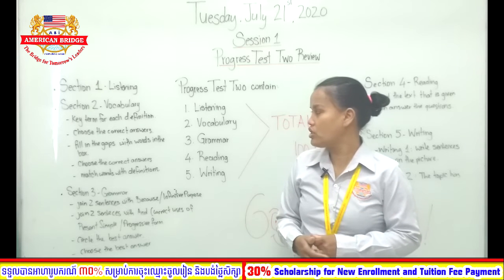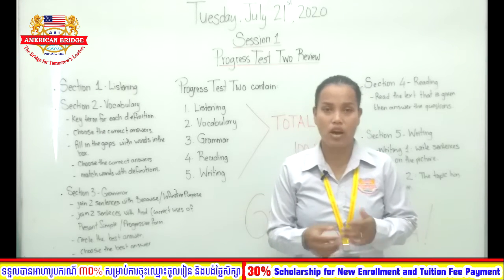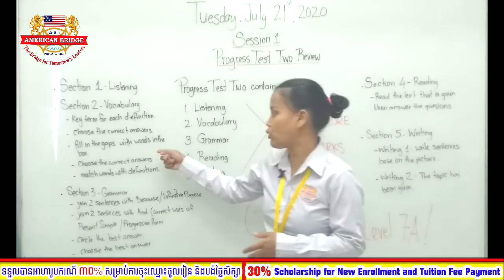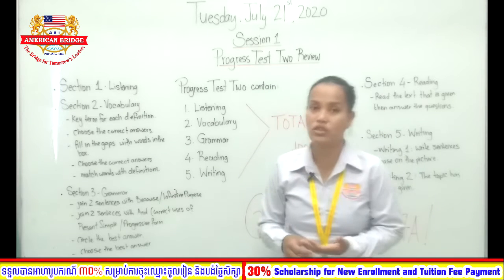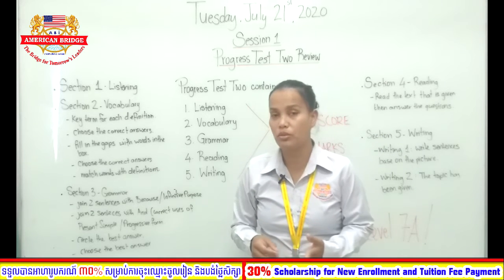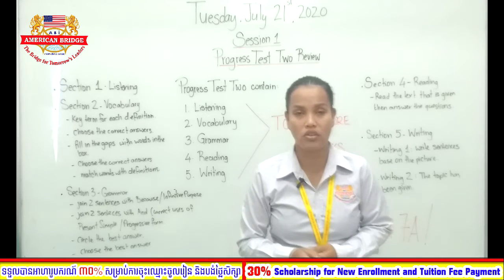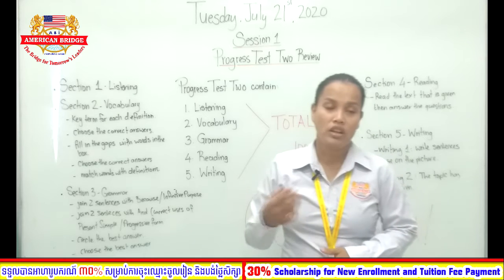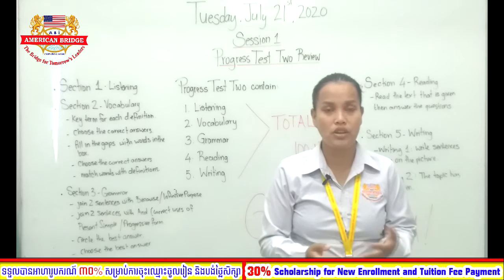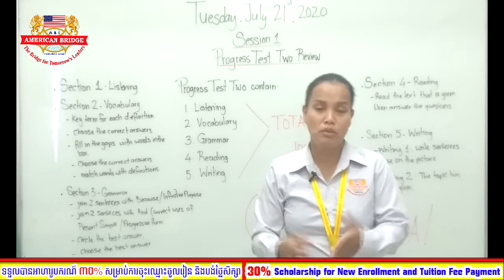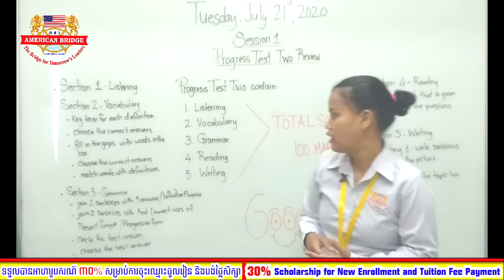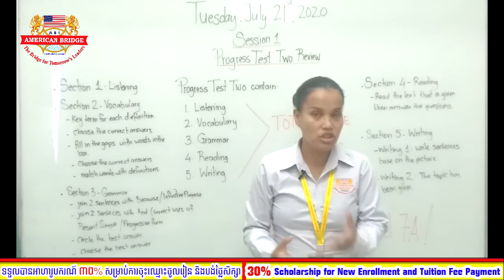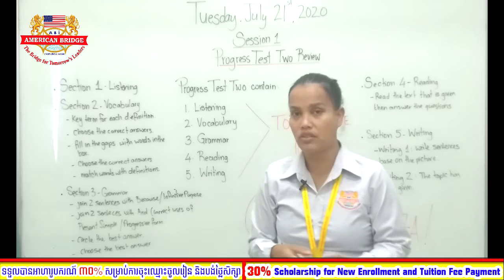Then you need to choose the correct answers, okay? There are a lot of options and you have to choose the correct answers. Fill in the gaps with words in the box. The words are already given to you in the box. You need to choose the best word that fits the sentences from the box. Then you need to choose the correct answers again. Look at the options A, B, C. Sometimes there are 3 options, sometimes 4. Most of the time it's given 4 options. You need to choose the one that you think is best and correct.